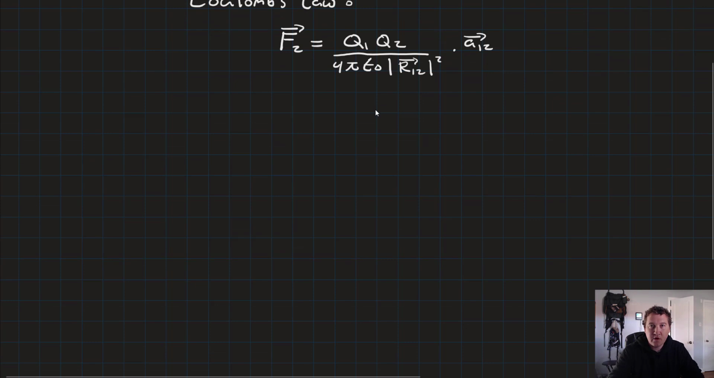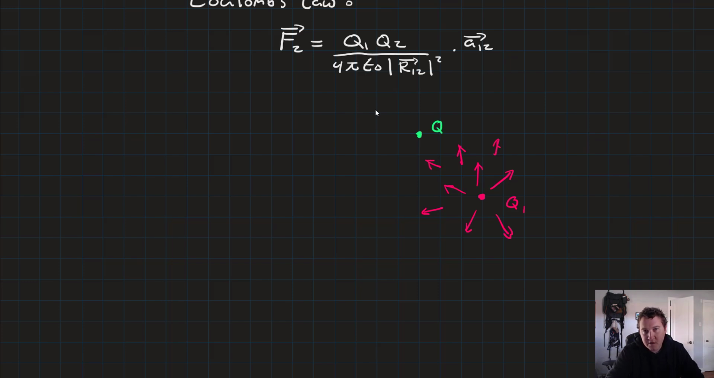And here's how we do it. We start with the charge that we are interested in, Q1, and Q1 has an electric field that radiates out from it, just like that. Now, if we have another point, let's call this Qt, where t stands for test, we're going to call this our test charge.